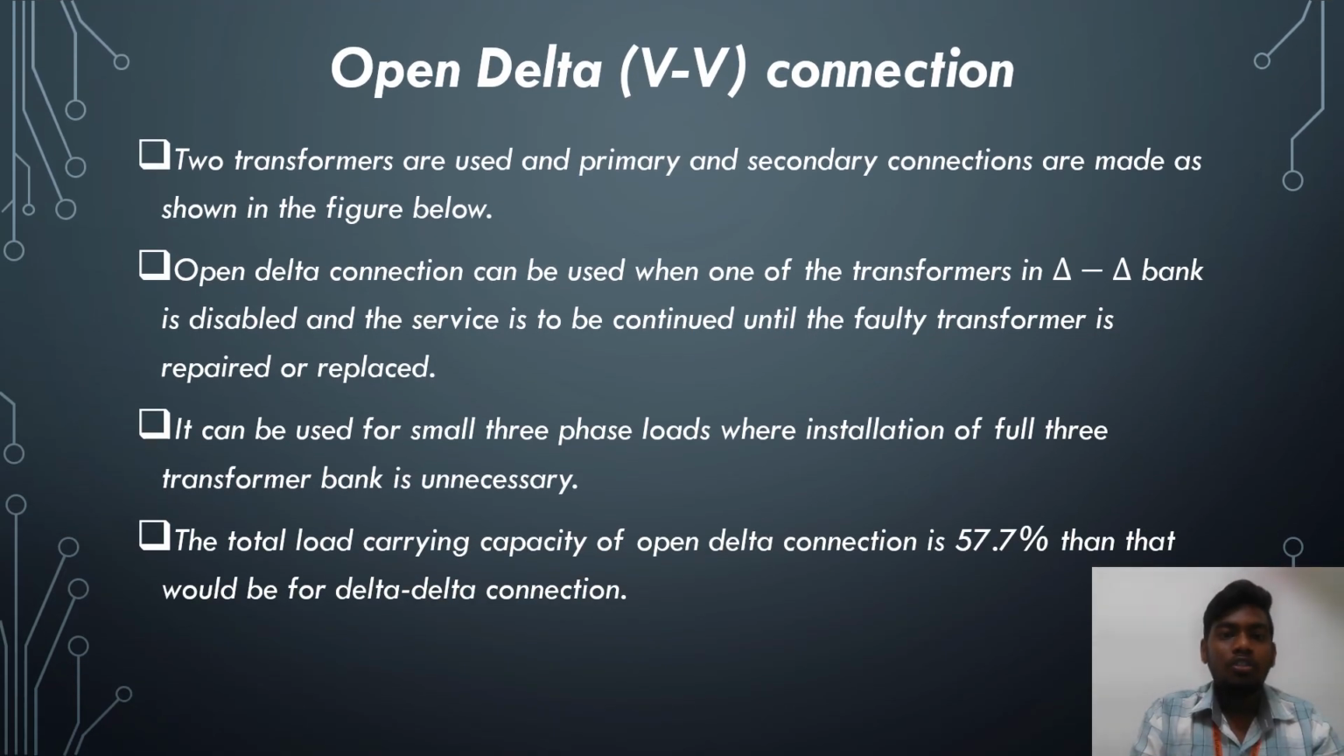Open delta connection. Two transformers are used and primary and secondary connections are made as shown in the figure in the next slide. Open delta connection can be used when one of the transformers in a delta-delta bank is disabled and the service is to be continued until the faulty transformer is repaired or replaced. It can be used for small three-phase loads where installation of a full three-phase transformer bank is unnecessary. The total load carrying capacity of open delta connection is 57.7% of that for delta-delta connection.